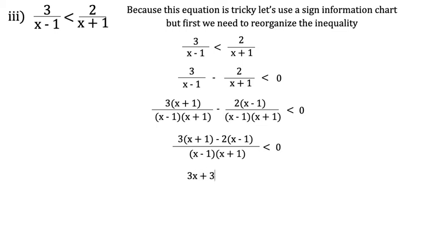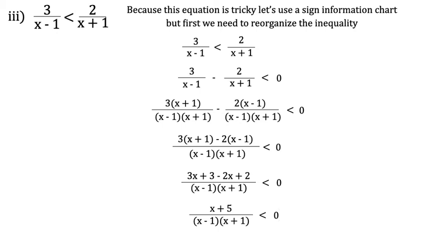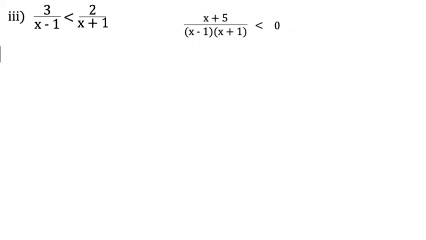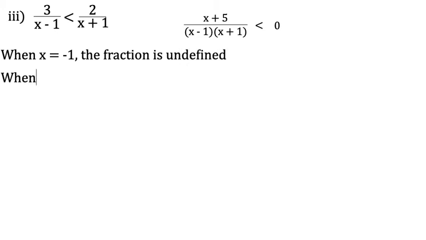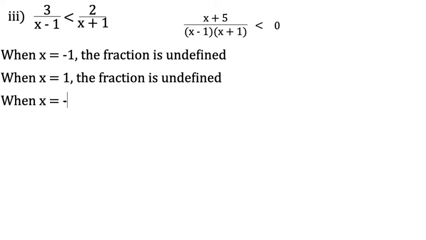Distributing, we get 3x plus 3 minus 2x plus 2, all over x minus 1 times x plus 1, which is all less than 0. This would leave us with x plus 5 over x minus 1 times x plus 1 less than 0. By looking at this equation, we can see that when x equals minus 1, the fraction is undefined. The same is true when x equals 1, the fraction is undefined. When x equals minus 5, the fraction is 0.